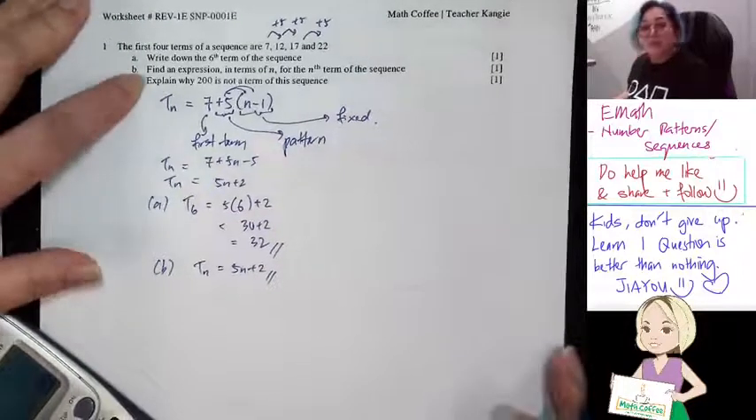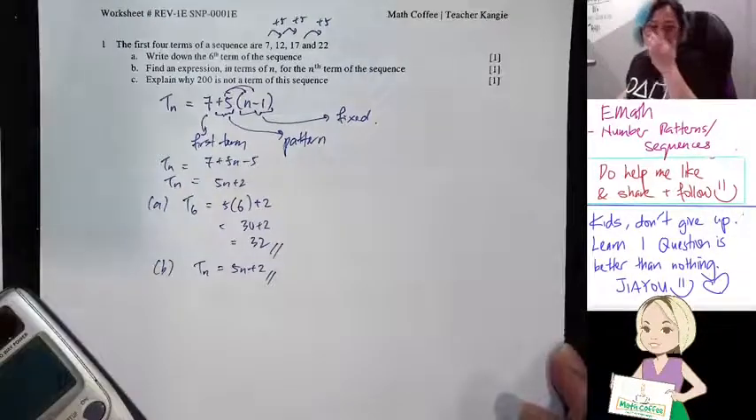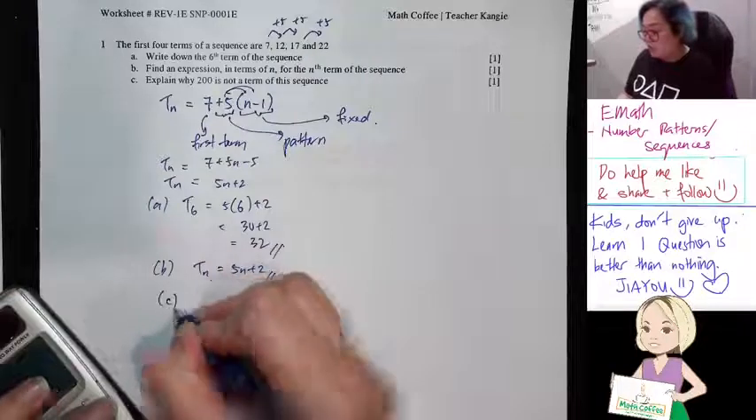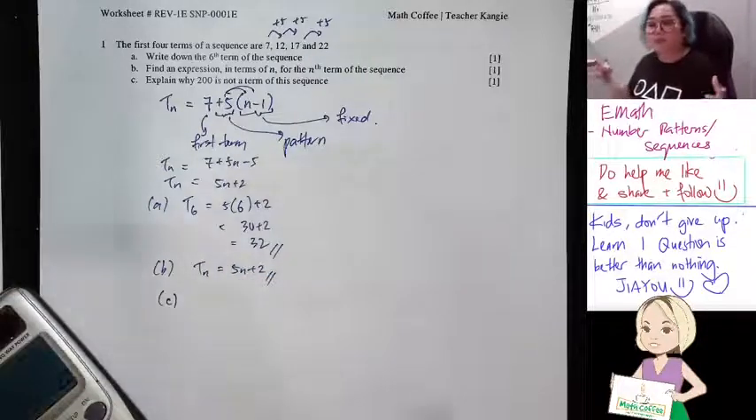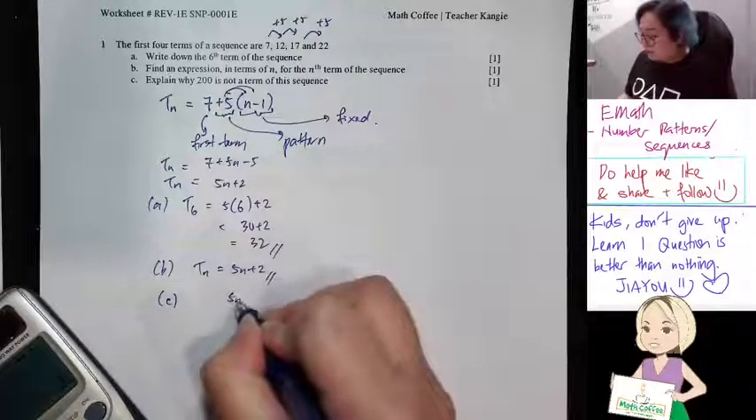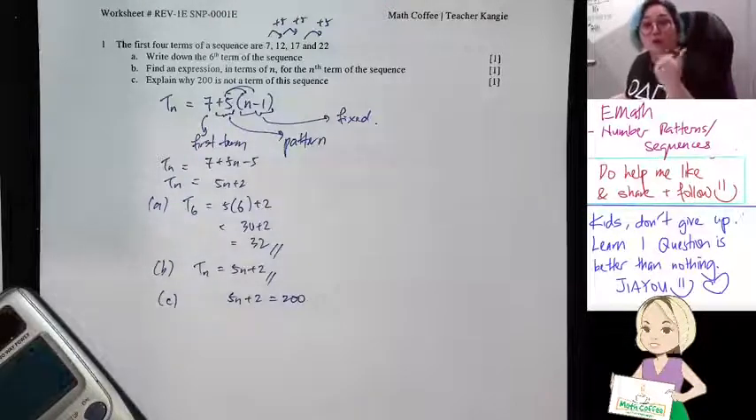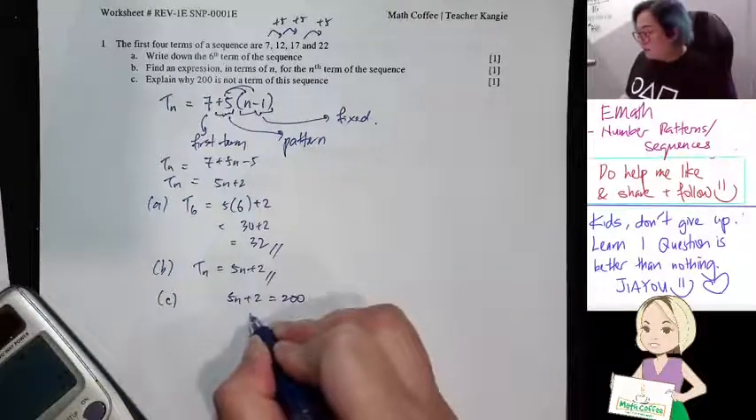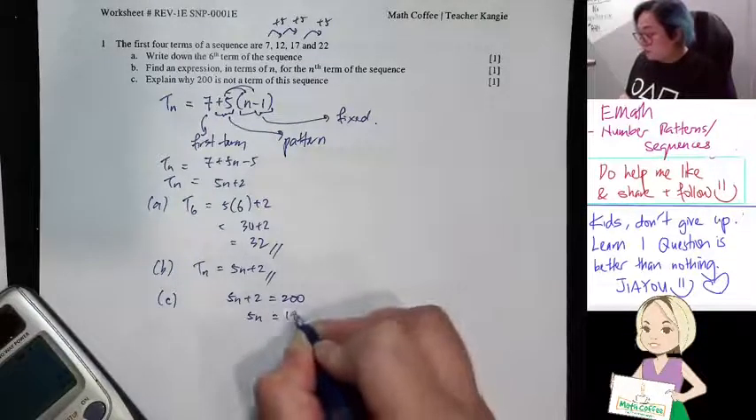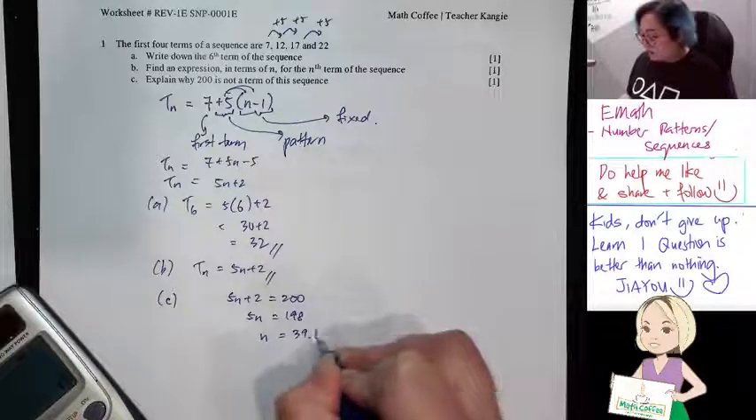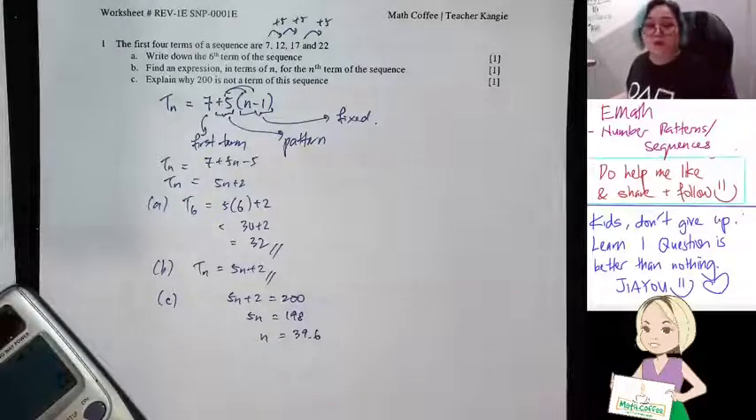Okay, next. They always like to ask this popular question. They will ask, explain why 200 is not a term of this sequence. Since we already have this formula, all I need to do is assume I want to find which term is 200. So I will do 5n plus 2 equals to 200, and I want to find the corresponding n. So solve this linear equation. So it's 5n equals to 198. My n will be equals to 39.6. And you know that it's not possible to have the 39.6th term. It must be an integer.